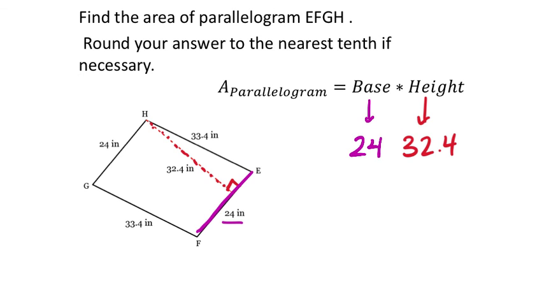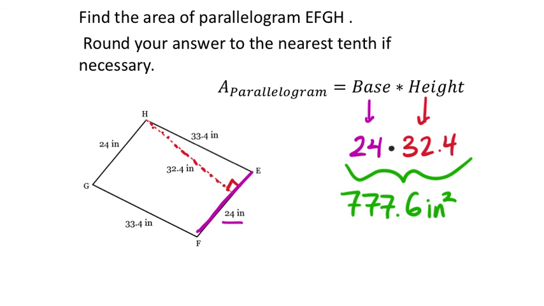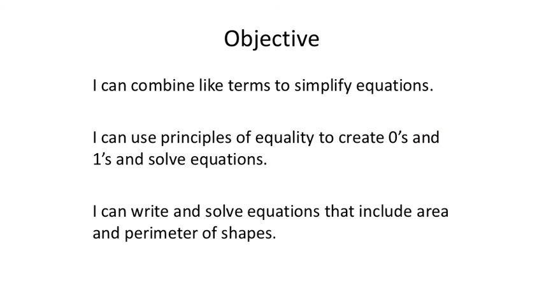I want the area, so simply I will just multiply these two, and that will give me the area. So in my calculator, 24 times 32.4, enter, and I get, it said to round to the nearest tenth, but it looks like it's just 777.6. Again, this is an area, and these lengths were in inches, so I will make it square inches. That's the area. So there's our 3 objectives. I hope you guys feel comfortable doing these.